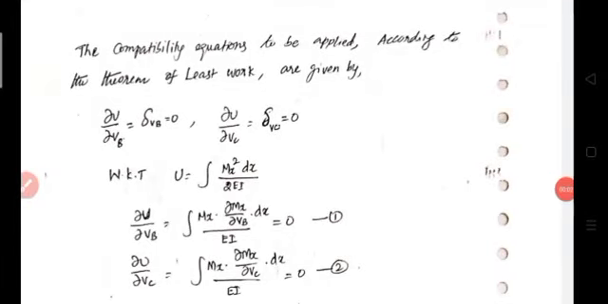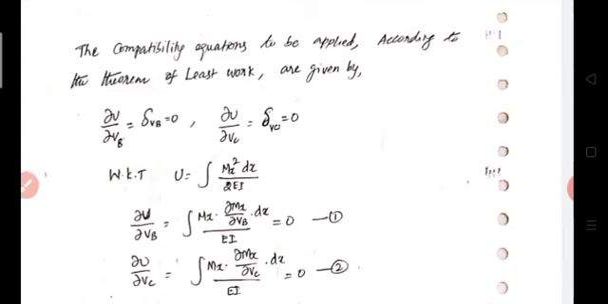We selected two redundants. One is VB, another one is VC. Therefore we have to use two compatibility equations to determine VB and VC. A compatibility equation may be slope equal to 0 or deflection equal to 0 generally. In our case we selected VB and VC, both are forces.